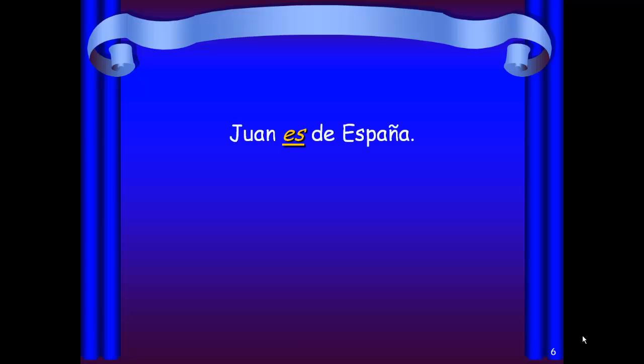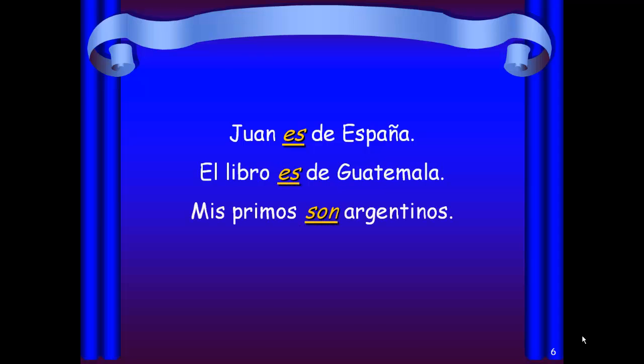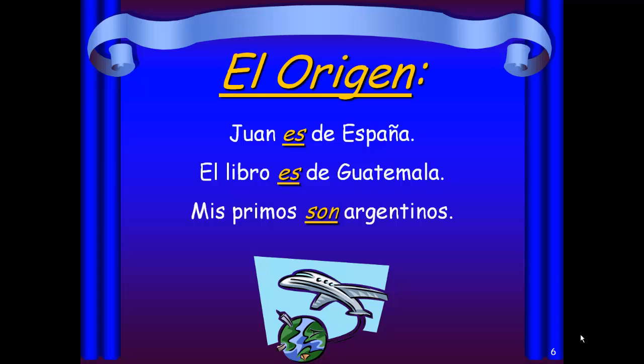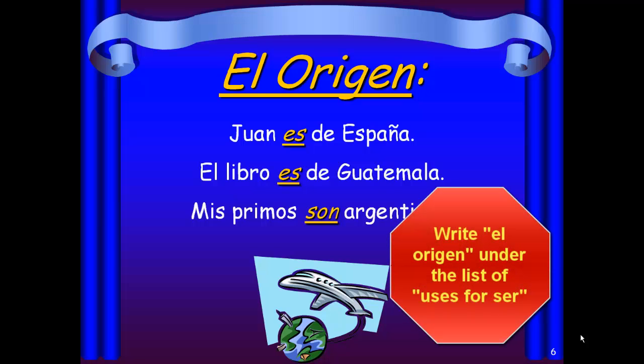Juan es de España. El libro es de Guatemala. Mis primos son argentinos. These are examples of the origin of a person or a thing. So write down that origin is one of the uses of ser.